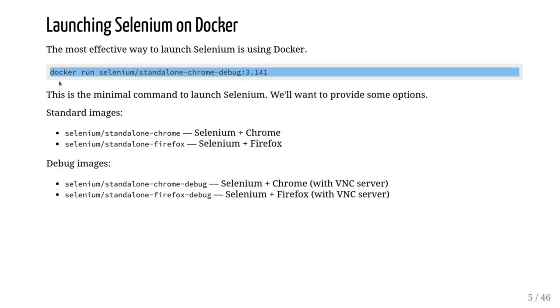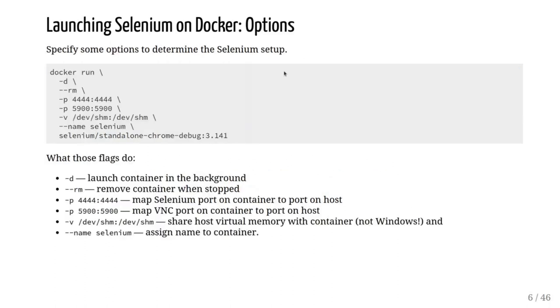Okay, so this is the simplest way that you can instantiate that image. But we're generally going to want to provide a couple of other options to Docker. So let's just run through these quickly. The first of them is -d, and this means that it's going to launch the container as a daemon or in background mode. So in other words, it's not going to occupy your terminal. It's just going to chug away in the background. This --rm flag means that when we stop the container, it's also going to be removed.